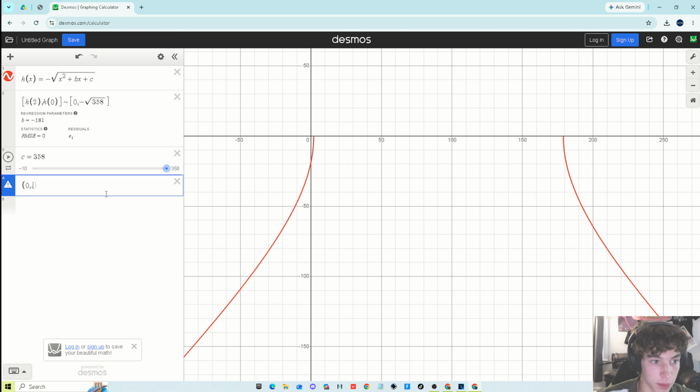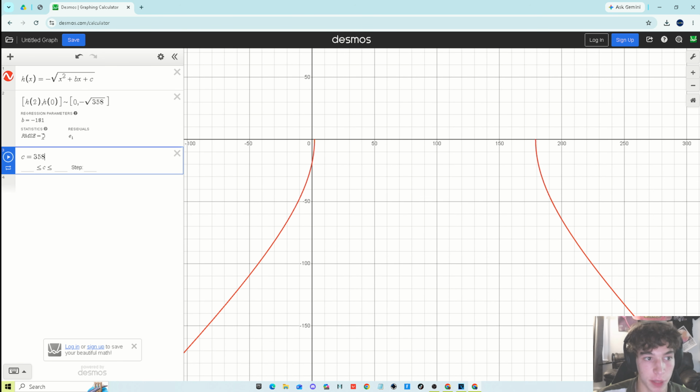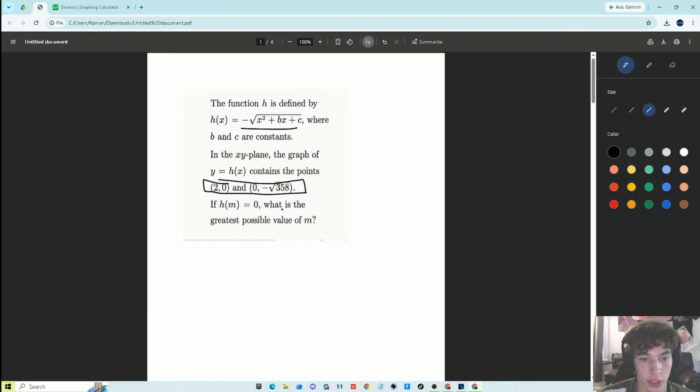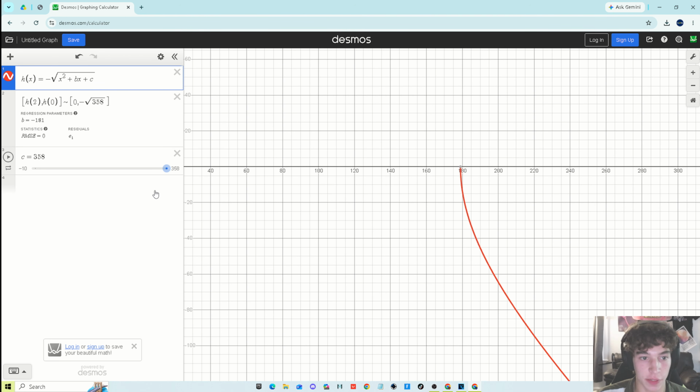And then let's double check our point. And then we can see it falls on the line, and we have much cleaner values. Our RMSE is 0. So now we can actually answer the question. It says, if h of m equals 0, what's the greatest possible value of m? That just means what's the greatest possible x value where y is equal to 0. So that would be over here when x is 179. So 179 is our final answer.